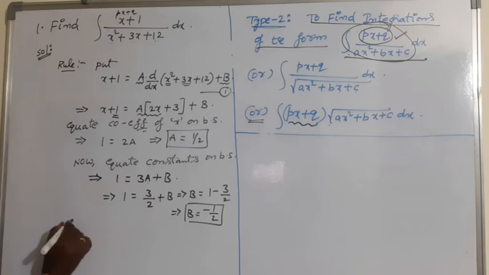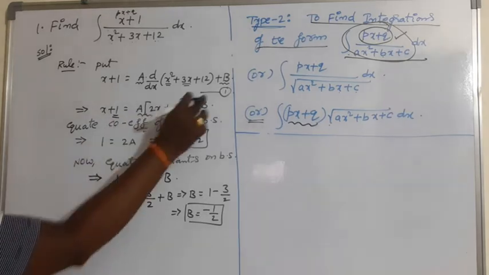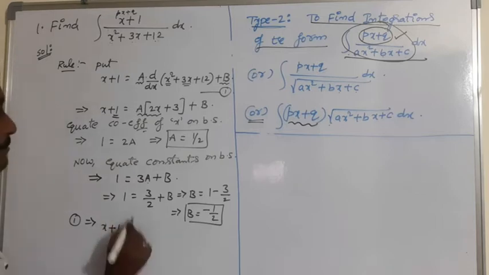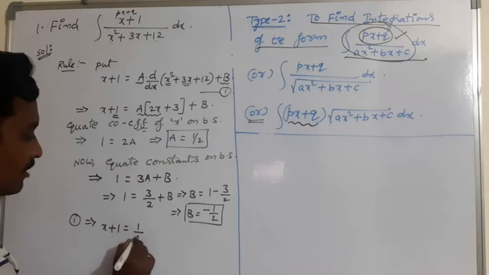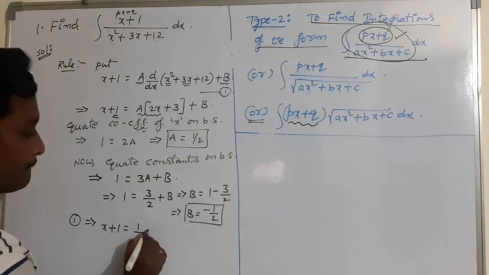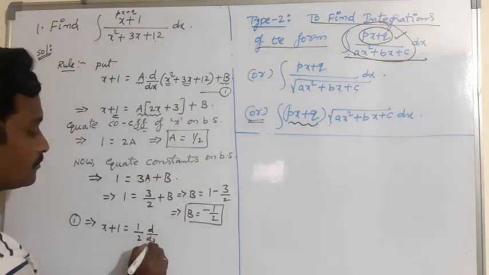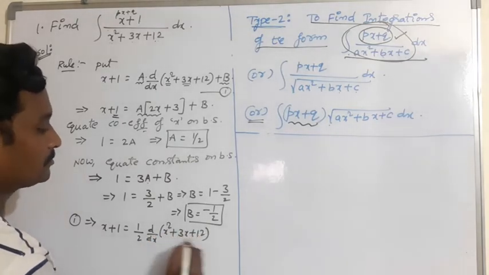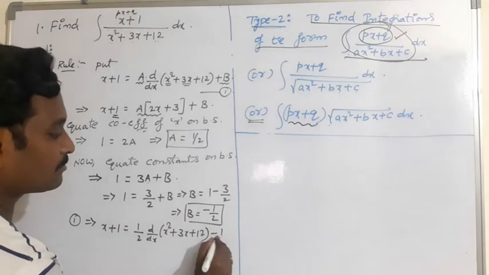Substitute the A value and B value in 1. So from equation number 1, x plus 1 becomes capital A, which is 1 by 2, of d by dx of x square plus 3x plus 12, plus B value, which is minus 1 by 2.